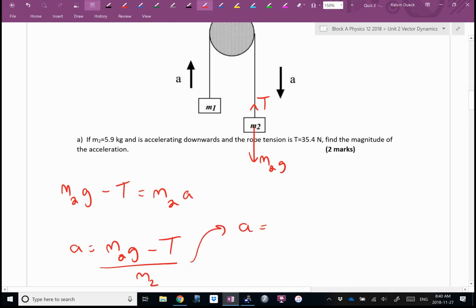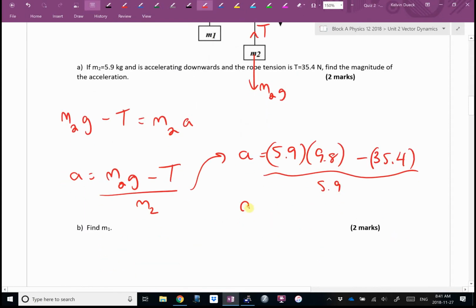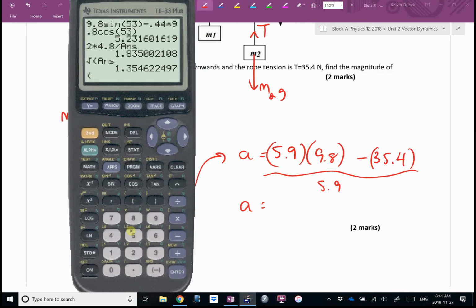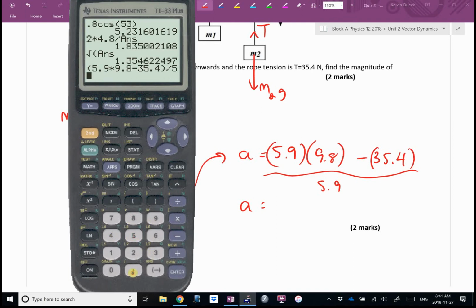A is going to be M2. Let's try that again. 5.9, G 9.8 minus 35.4. That's a terrible looking 5. All over 5.9. Bracket, 5.9 times 9.8 minus 35.4, close off the top, divided by 5.9.